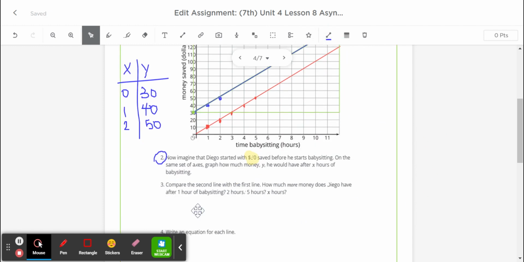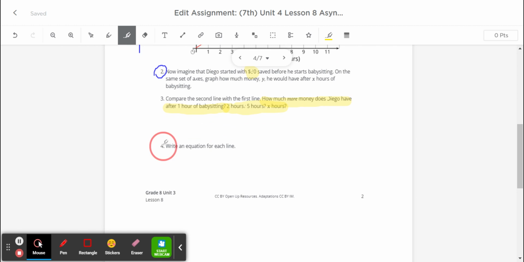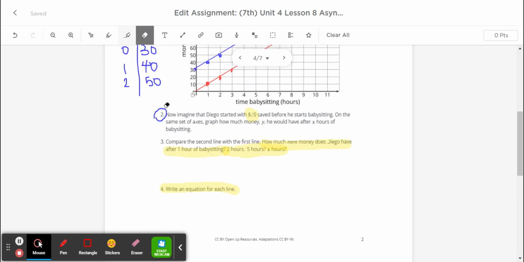Now, question 3 says, compare the second line with the first line. How much more money does Diego have after 1 hour of babysitting, 2 hours, 5 hours, and X hours? And then question 4 says, write an equation for each line. I want you to go ahead and pause the video here and answer questions 3 and 4. So pause and try questions 3 and 4.